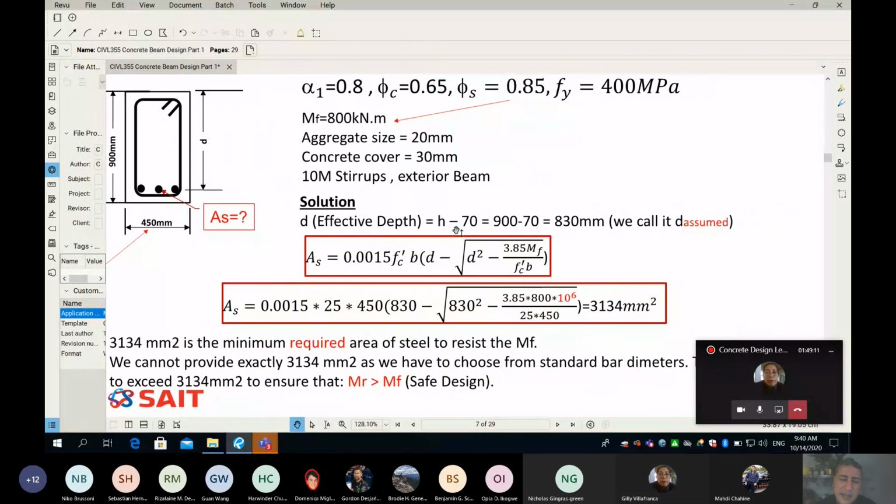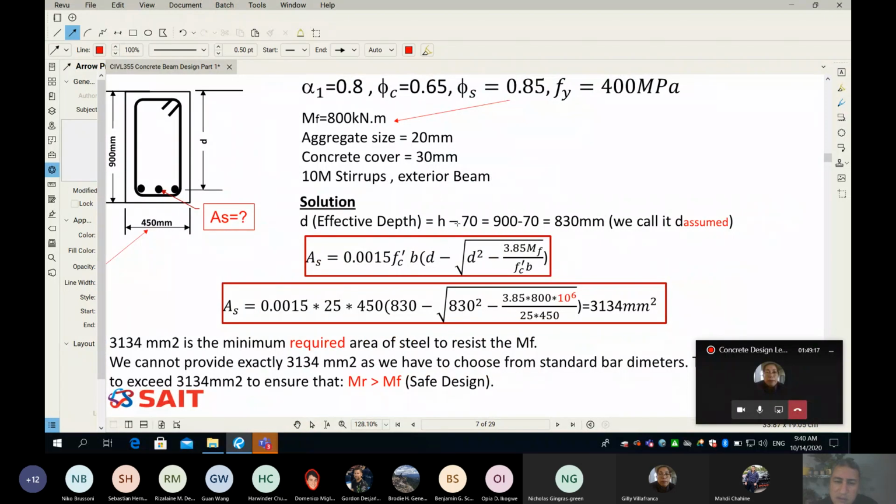What we have to do here is start with the equation. You can see it doesn't use h; it uses d, which will make sense. Both check and design depend on d, not h. We don't care about h, but we care about d, and that's why it's called effective depth.